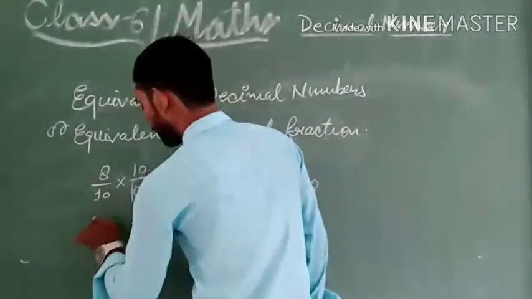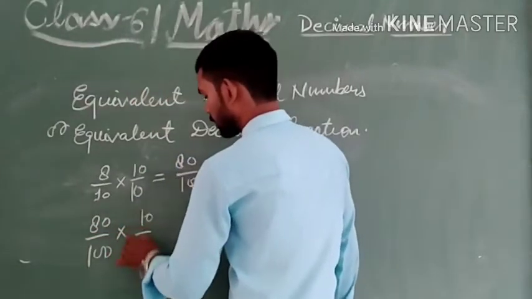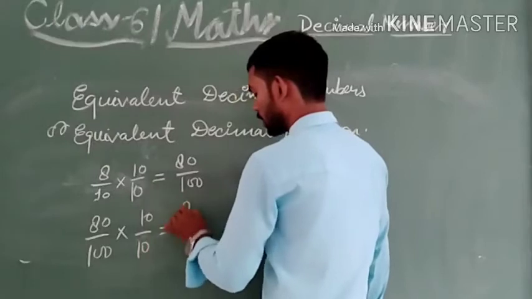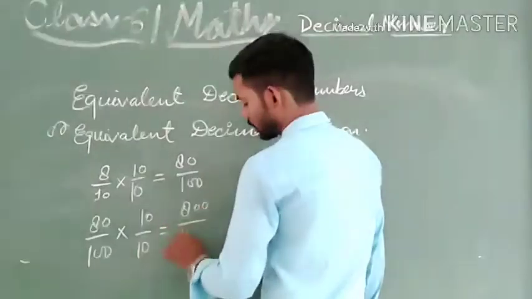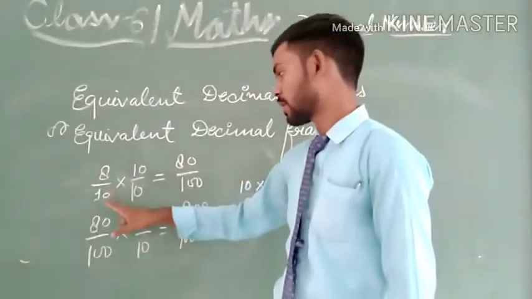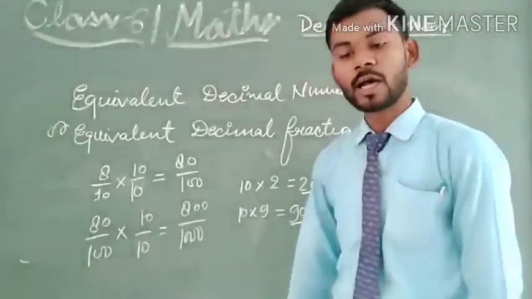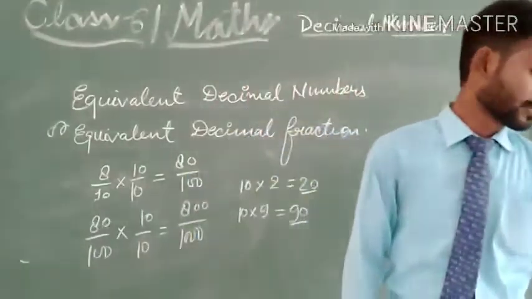Next, if I multiply 80/100 by 10 again, I get 800/1000. So we can see that 8/10, 80/100 and 800/1000 are equivalent decimal fractions.